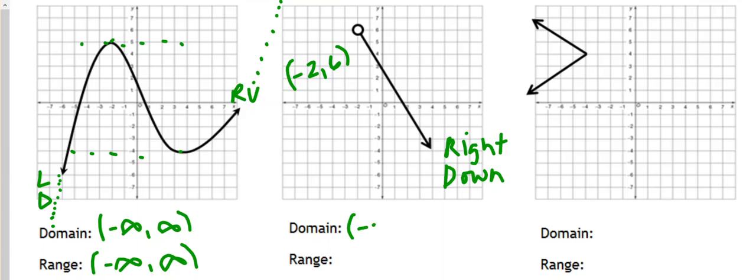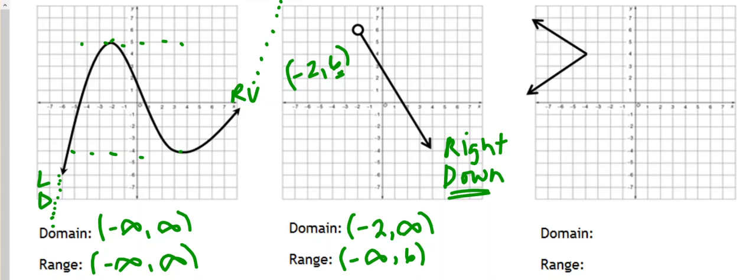My range, and again, I want to make sure I'm reading from bottom to top because I'm going down forever. That means I start at negative infinity, and I'm going to continue on to a range, a y value of 6.